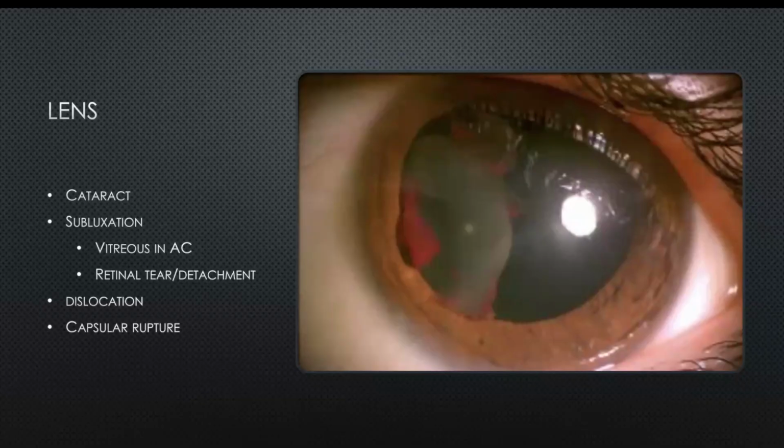So do be very, very careful with these patients because if their retina is attached, then you can afford a bit of time in terms of waiting for the eye to settle before you go in for a lensectomy. But if that retina is detached, then you might want to consider operating a bit sooner.